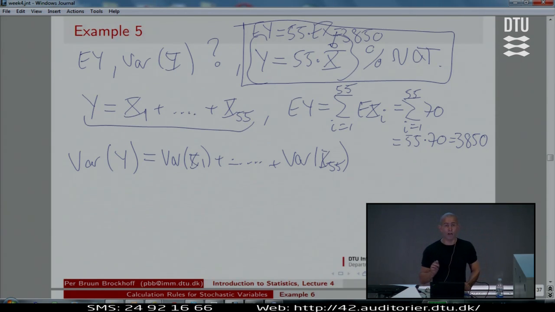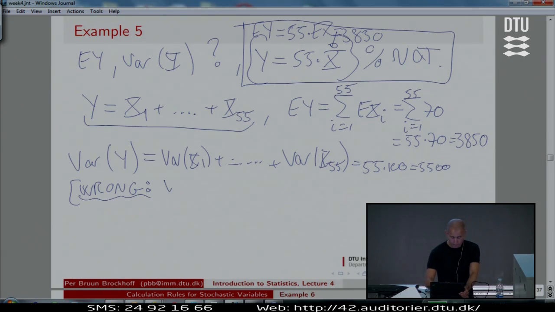I have, like before, 55 of those. So altogether, this is 55 times 100 kilo, or kilo squared, I should say. So the variance would be 5,500 here. The real variance of this is 5,500. I'll finish this example and then we'll do the break, slightly delayed today.